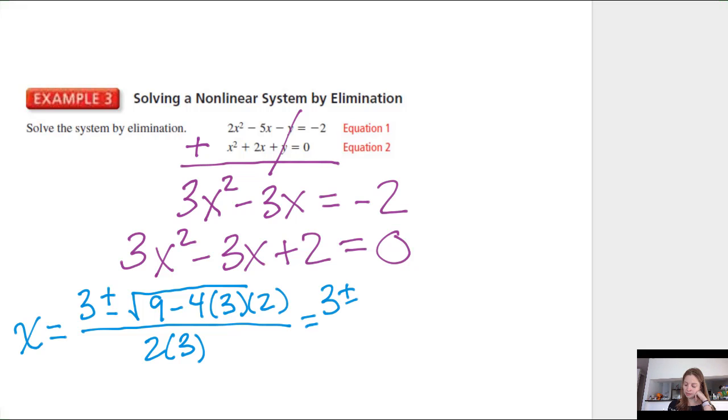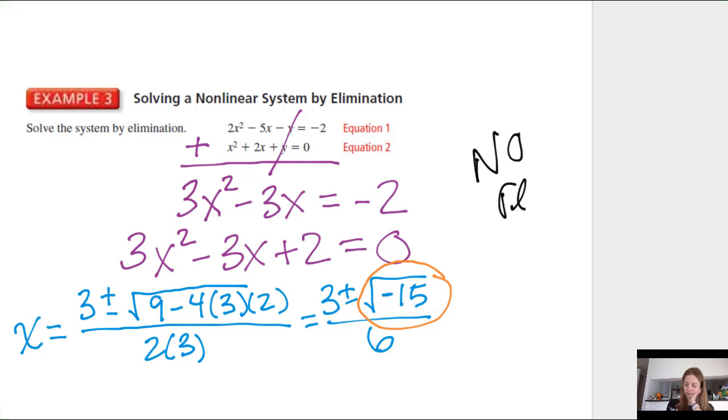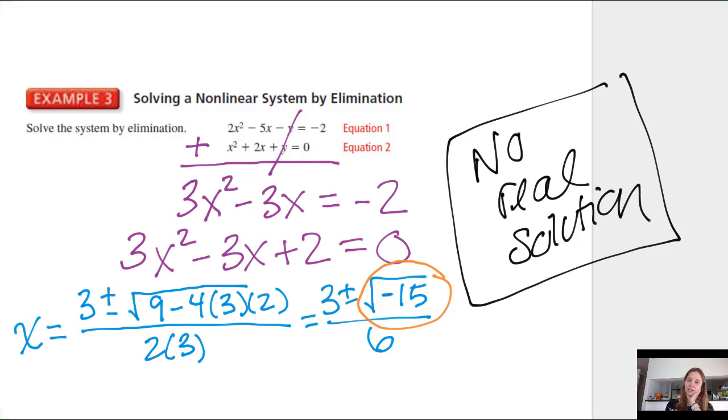This is 3 plus or minus the square root of 9 minus 24, which is negative 15, over 6. And I'm going to stop here. This is a problem. There's not a real solution. The square root of negative 15 is i radical 15, which is an imaginary solution. If there's an imaginary solution, that means that these two graphs never meet. There is no real solution to this system of equations. There is not a real x value that makes these true.